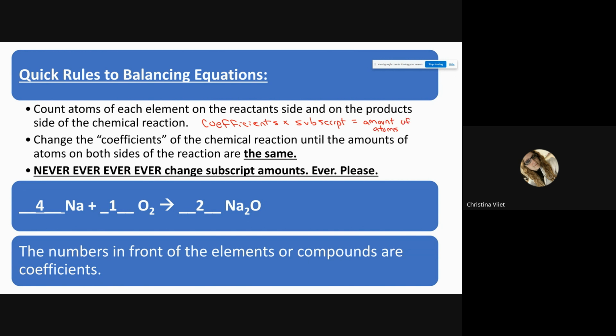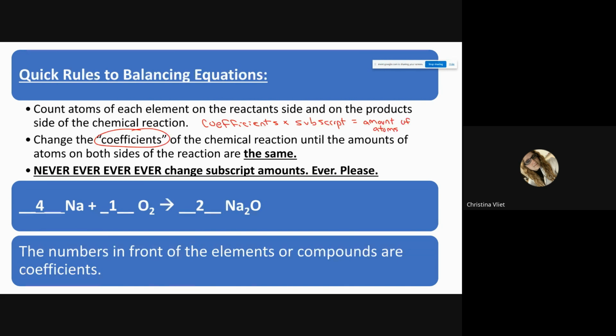So if you didn't write that down, you may want to write that down now. Any coefficient you have times the subscript for that element is going to tell you how many you have of that element. Then this is going to be your responsibility. You have to alter the coefficients. You have to change the numbers in front of each element or each compound until the amounts of atoms on both sides of the reaction are the same.